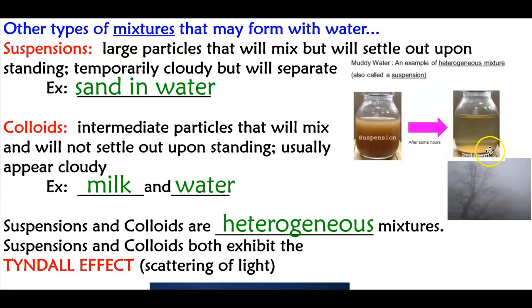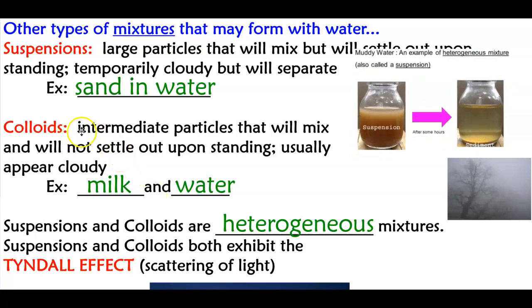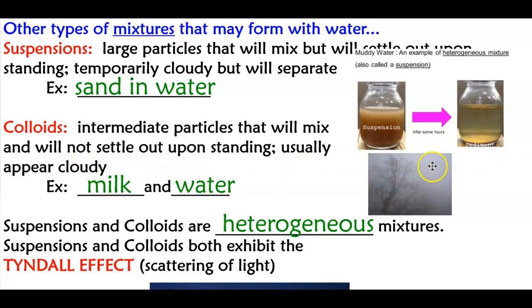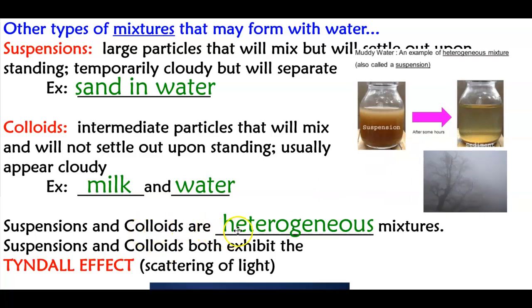That is a suspension. Then you have colloids, which are intermediate particles that will mix and not settle out upon standing, usually appear cloudy, like milk in water, or a fog, for example, where everything stays dispersed in the solution. Suspensions and colloids are both considered heterogeneous.